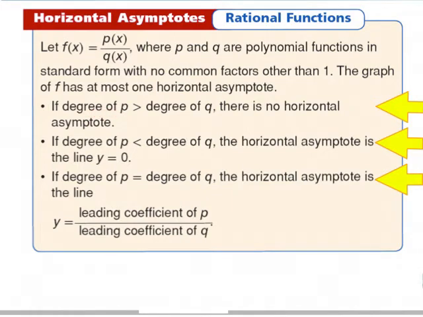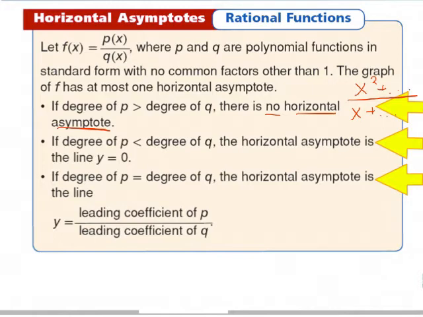If the degree of p of x is greater than the degree of q of x, there is no horizontal asymptote. Let me say that again. For example, if you have x to the second plus whatever, divided by a degree of the first power plus whatever, in this situation the degree of p of x is greater than the degree of q of x, so there is no horizontal asymptote.